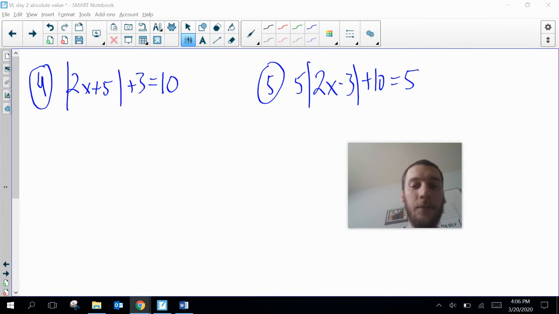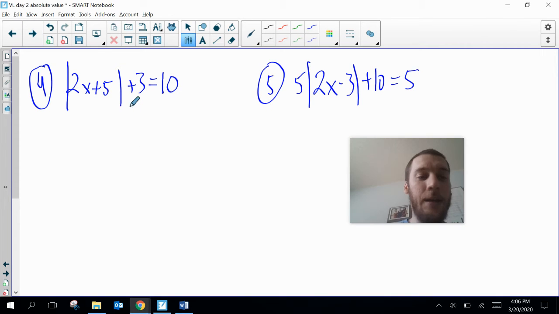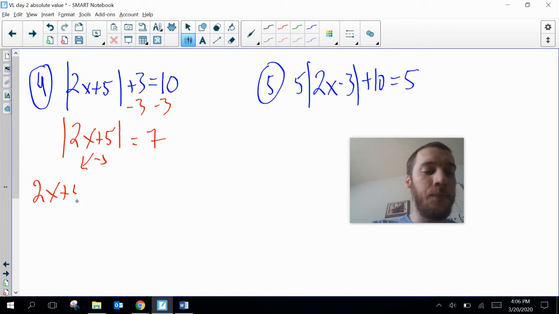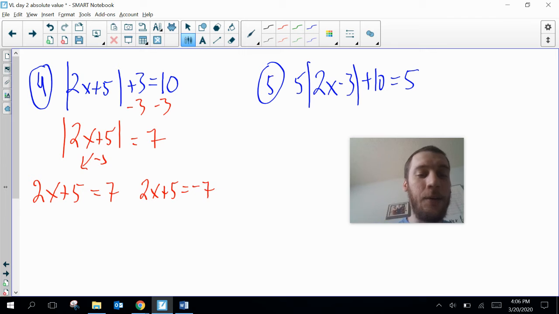Moving right along, these are a little bit more challenging. Got to get it by itself first, so subtract 3 on both sides. We got the absolute value of 2x plus 5 is 7. Now that I got the absolute value by itself, I need to split it up. So one way is just as it is. Remember, this is always going to stay 2x plus 5. And the other way is still 2x plus 5. But the other side, we do the opposite, so negative 7. And now I just solve these.